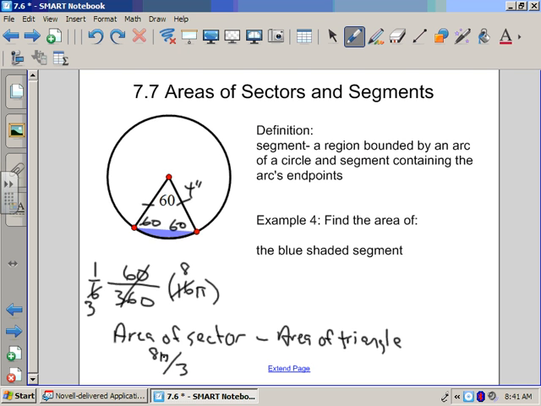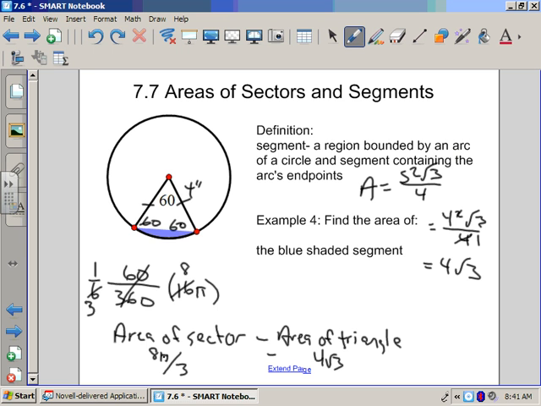Remember that the area of an equilateral triangle is the side squared times the square root of 3 divided by 4. So in this particular case, with S being 4, the area is equal to 4 squared times the square root of 3 divided by 4. 4 goes into 4 squared 4 times, 4 goes into 4 1 time, and my answer is 4 times the square root of 3. So the area of the triangle is 4 times the square root of 3.